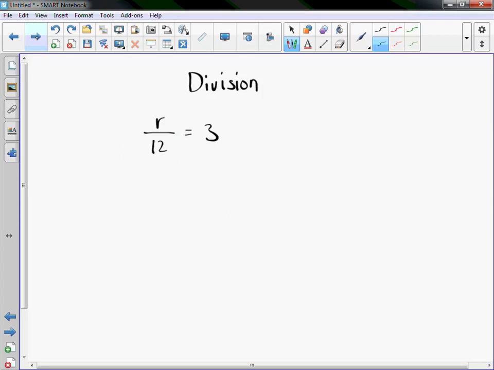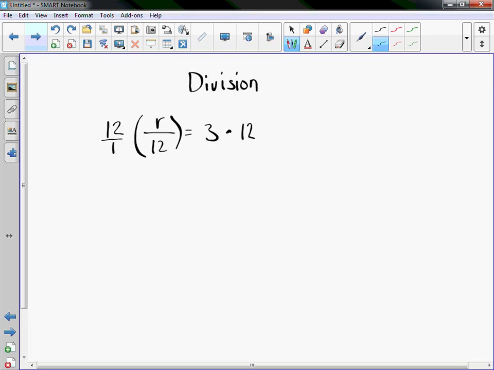Okay. And then division. In this case, we have our variable divided by 12 is equal to 3. So the opposite operation of division is multiplication. So to get rid of this 12 in the denominator, we're going to multiply by a 12 that's in the numerator. What we're going to do is multiply by the number 12, but I'm going to write it as a fraction, because that should help us when we multiply. Over here, I don't need to write it as a fraction. I'll just write it as the number 12.